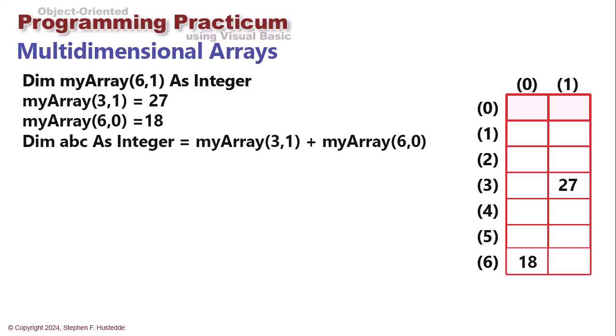And I can pull values from that two-dimensional array. So ABC as integer equals myArray(3, 1), that's my value of 27, plus myArray(6, 0), that's the value of 18, and ABC would equal 45.